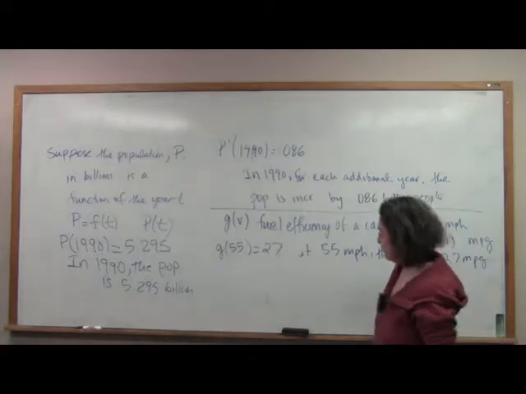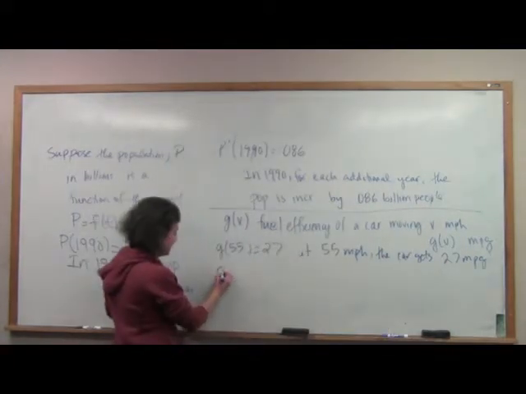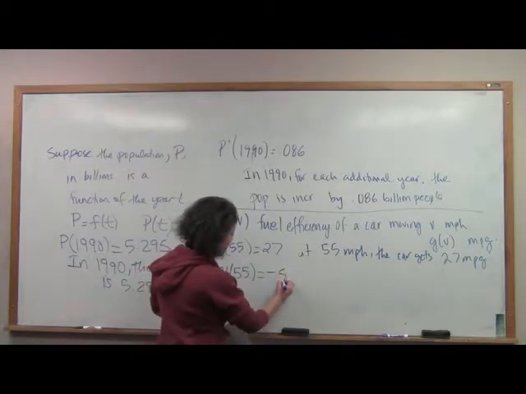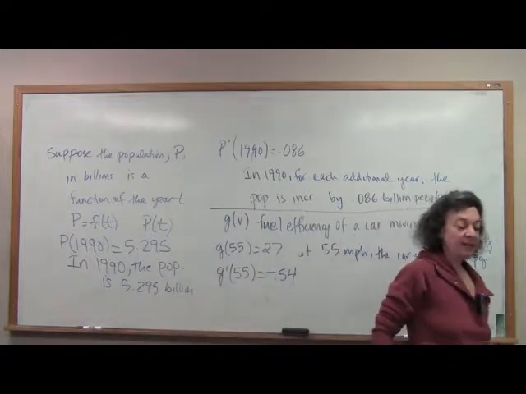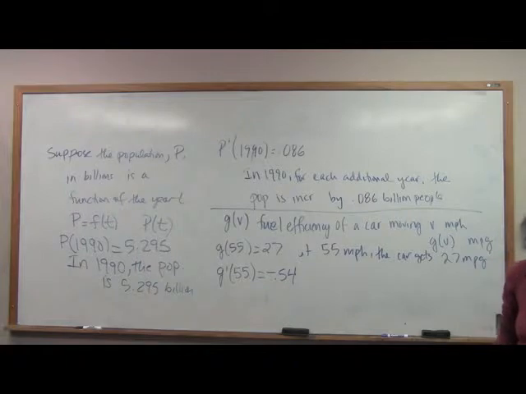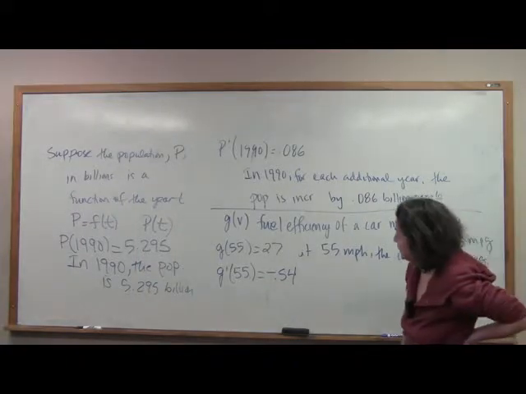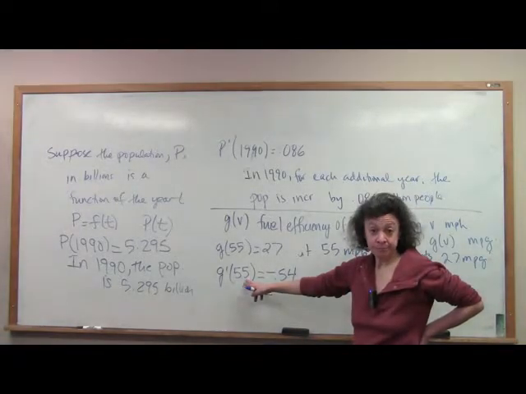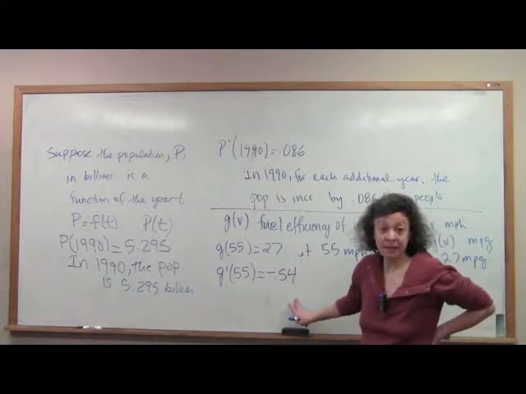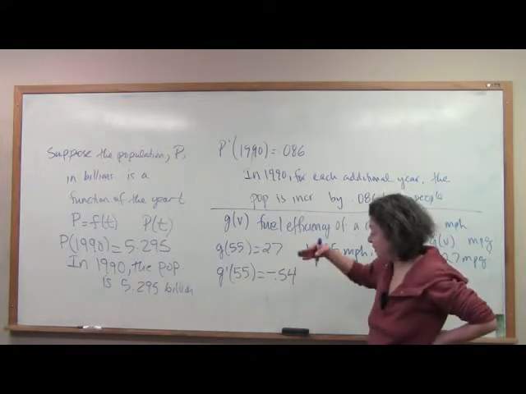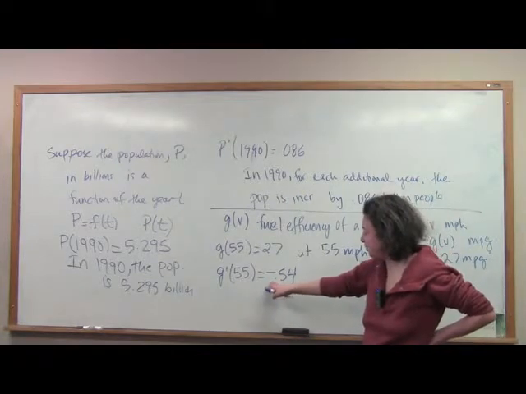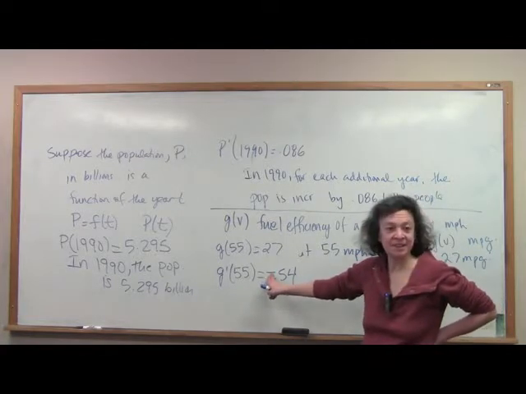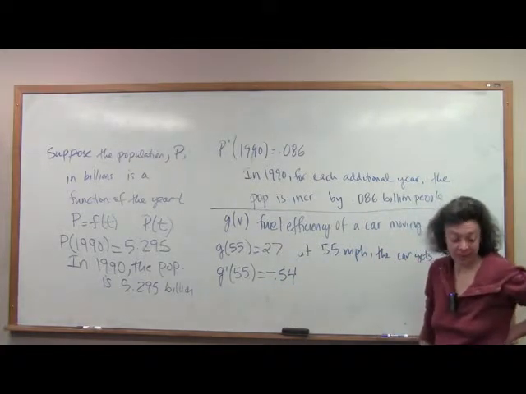Now, let's explain in words this. Suppose we have G prime of 55 equals negative 0.54. Now again, we're interpreting our slope. So, what is this saying? Well, this is saying at 55 miles an hour, as we increase our speed, for every additional increase in speed by 1 mile per hour, what's happening to our fuel efficiency? What a bummer. It's decreasing because this is negative, by 0.54 miles per gallon.